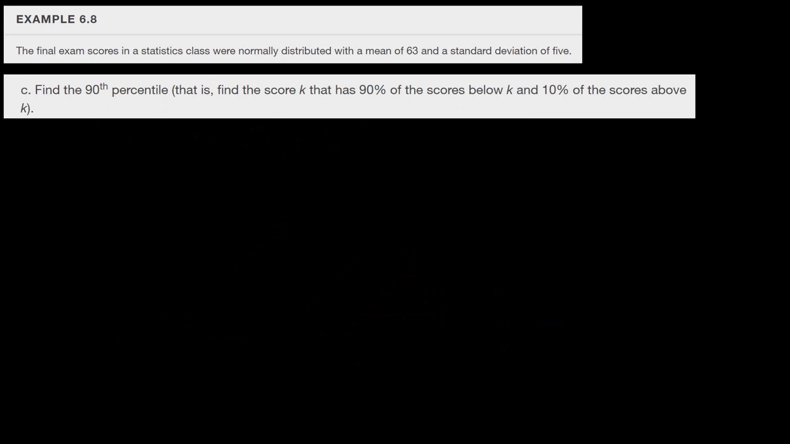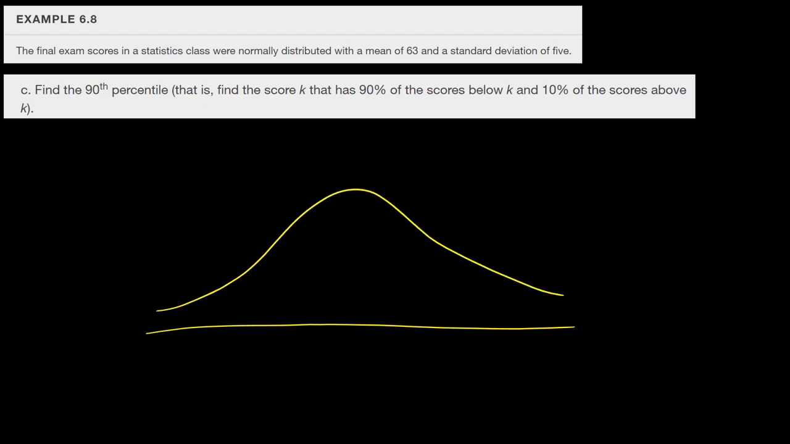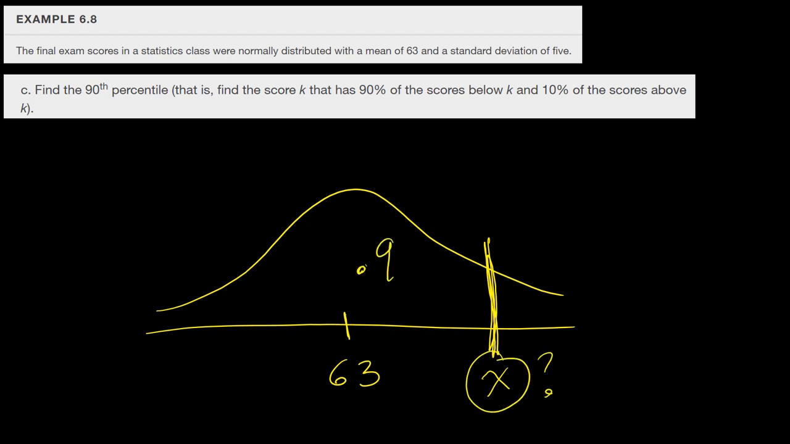All right, next let's find the 90th percentile. That's the score that 90% of the population is below and 10% of the population is above. So if I were to draw out my distribution, here in the center, I have 63, and I don't know what this number here is. This is what I would need to figure out. Though I know that 90% of the population is less than whatever this x value is, and 10% is more than whatever that x value is.